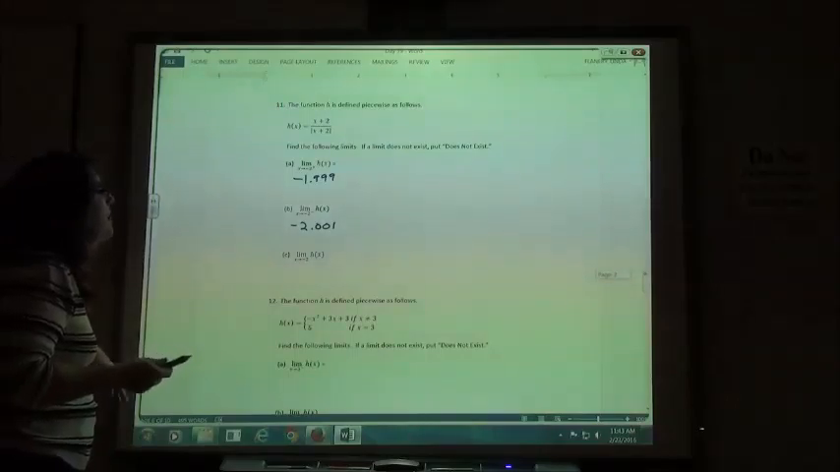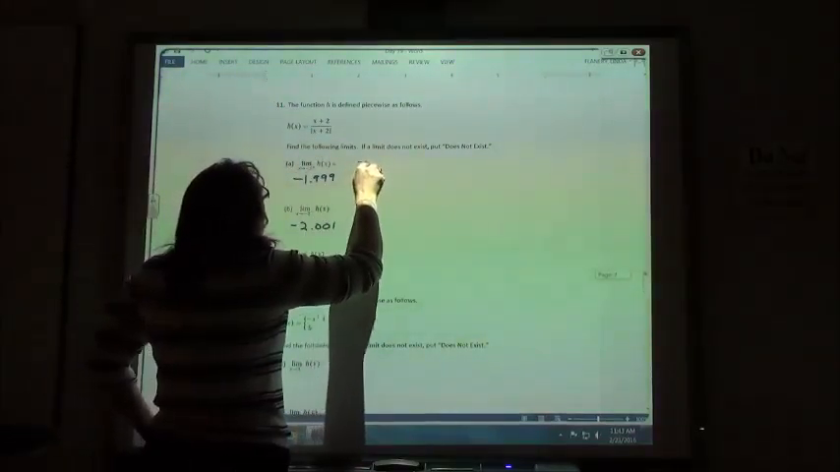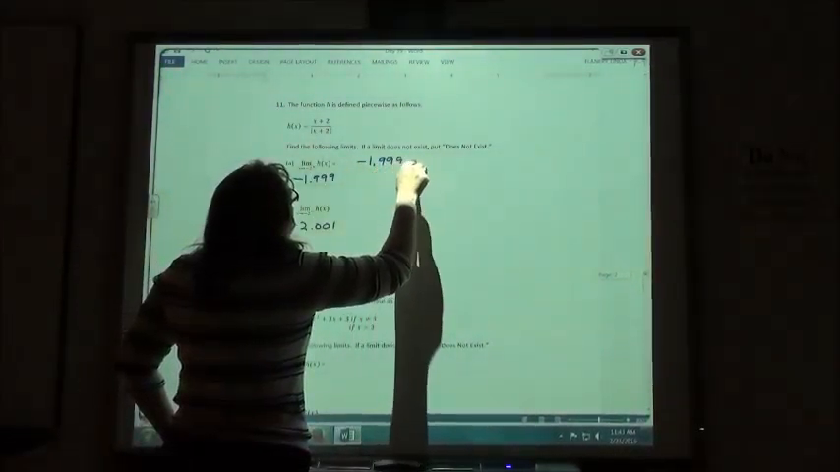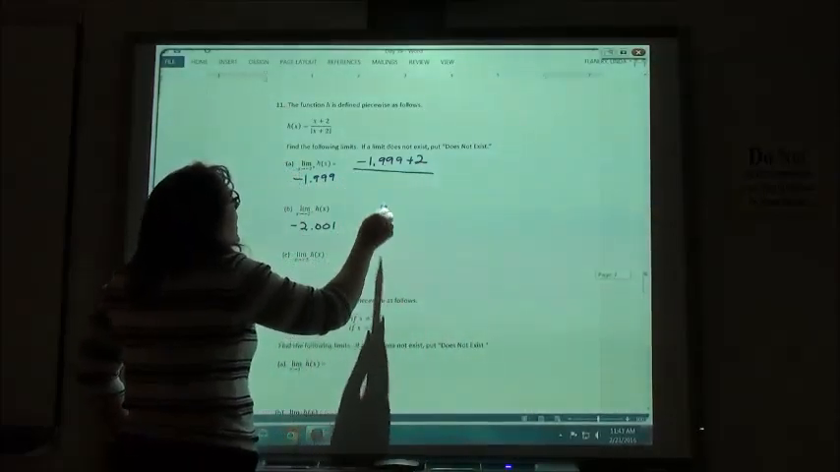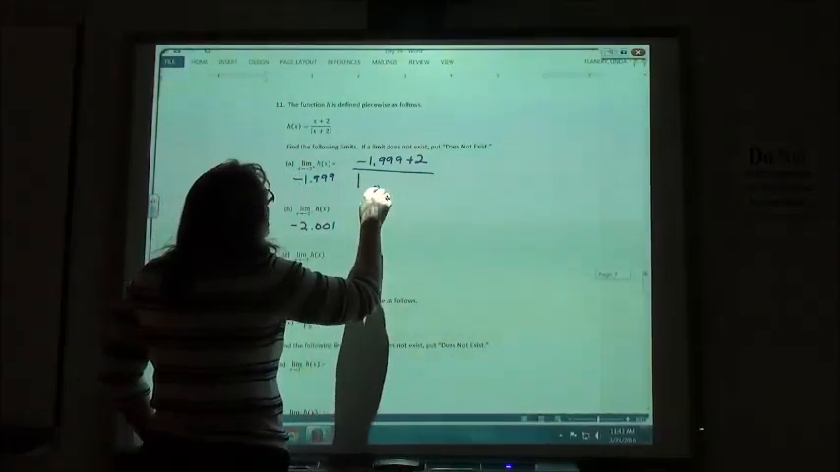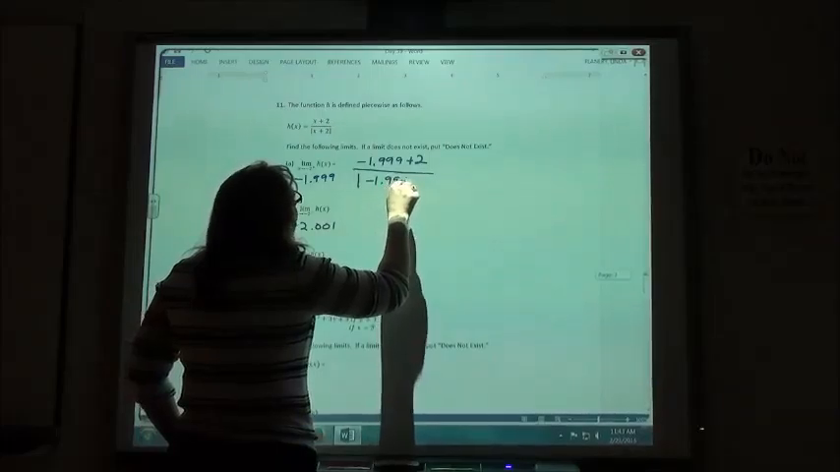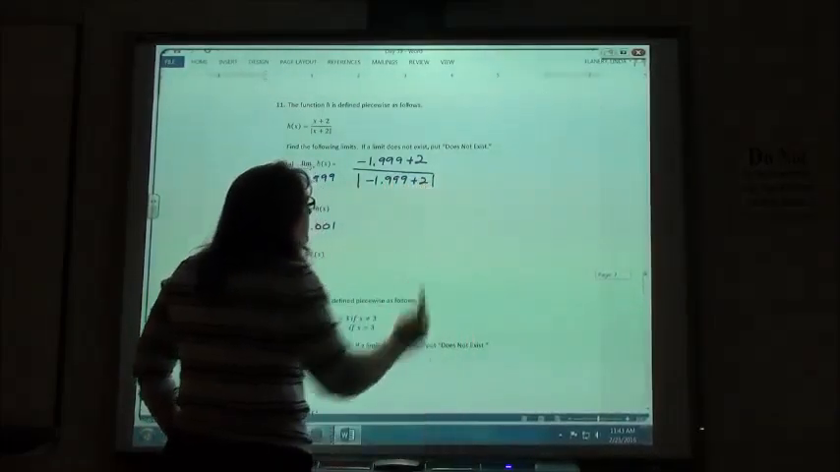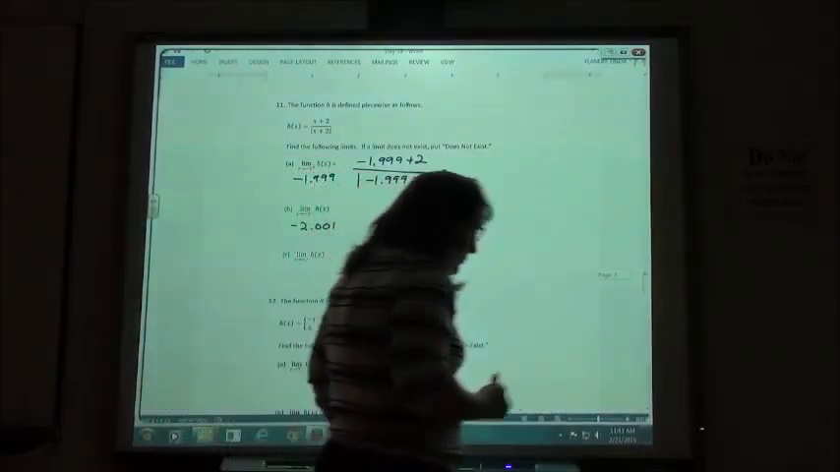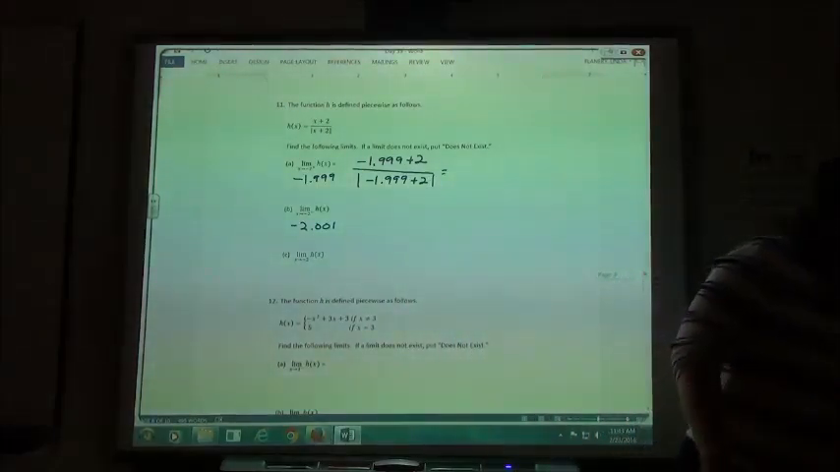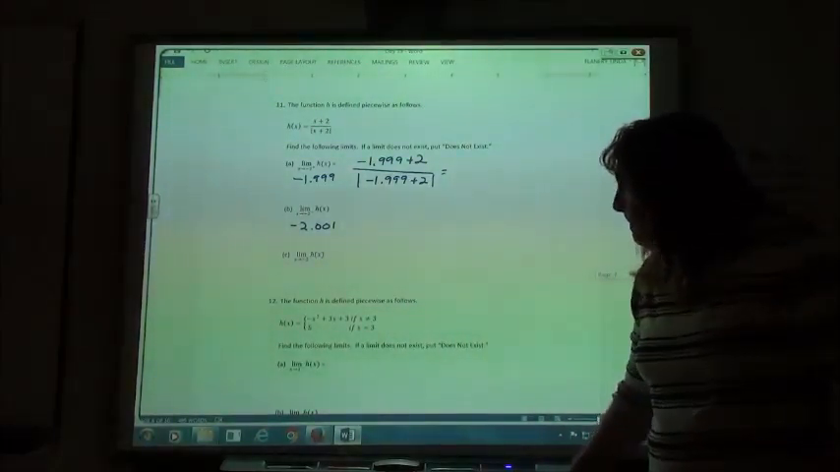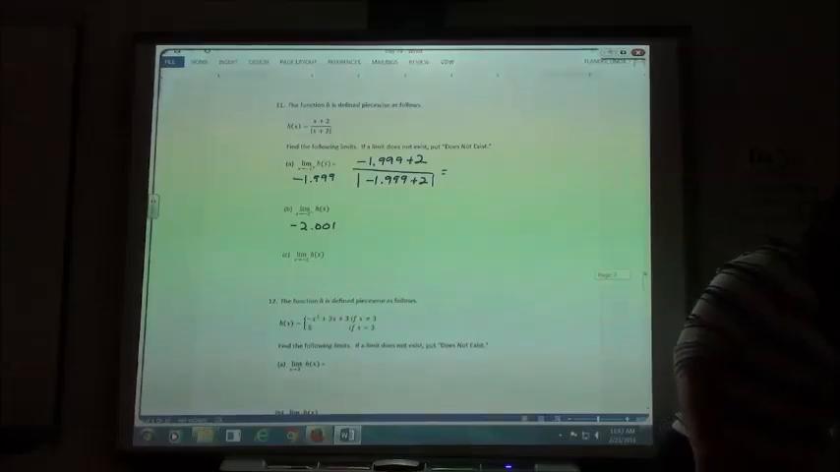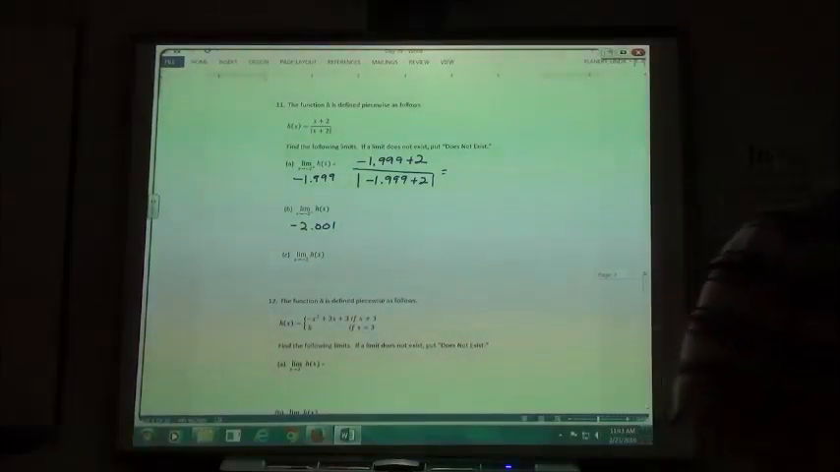So if I think about this one, -1.999 plus 2, and the absolute value of -1.999 plus 2. I put my calculator somewhere. Must be over there.